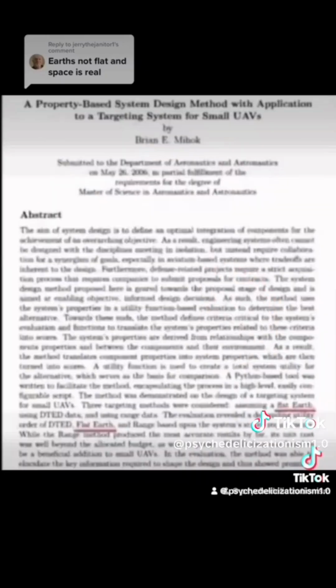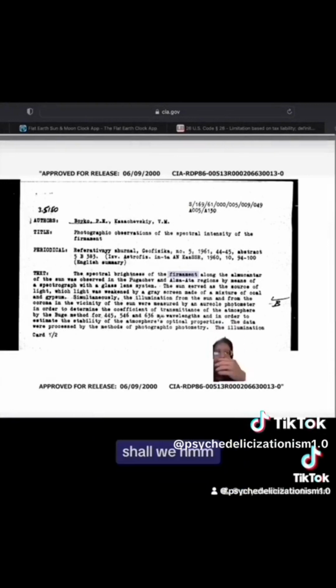A property-based system design method with application to a targeting system for small UAVs. These targeting methods were considered assuming a flat Earth. The evaluation revealed a descending utility order of DTED, flat Earth, and range based upon the system's stated requirements. Through the government CIA website, cia.gov, I came across this document. And let's just take a read at what it says, shall we?